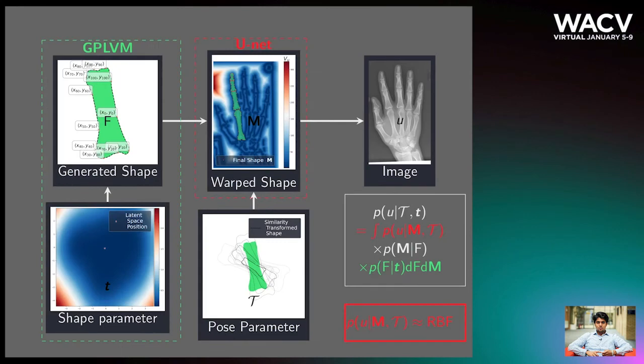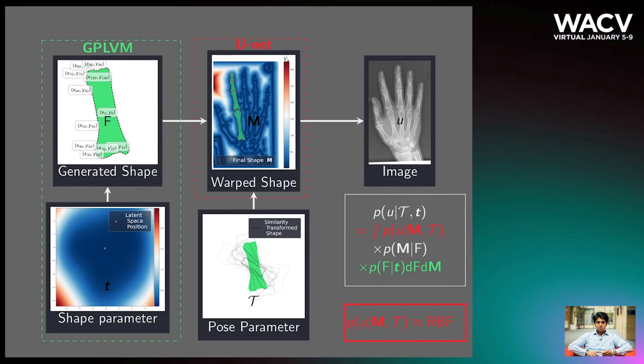Bringing all this together, we have the following graphical network where the GPLVM is generating shape which is warped by some similarity transform onto the image template. The U-net discriminator then measures whether the warp shape is actually at the correct location. From this graphical network, we want to perform the full Bayesian marginalization of the model parameters, which in this case are the generated shape and the warp shape.